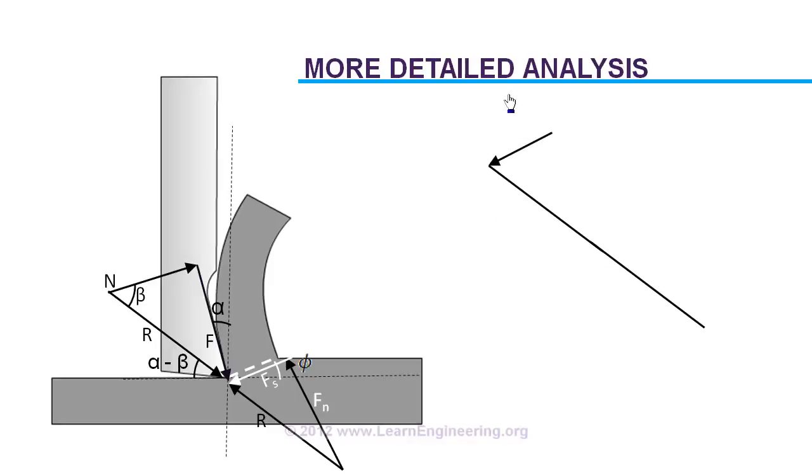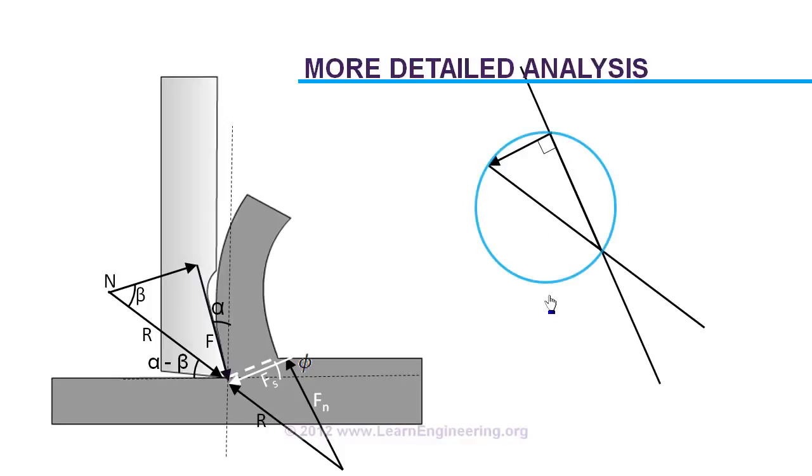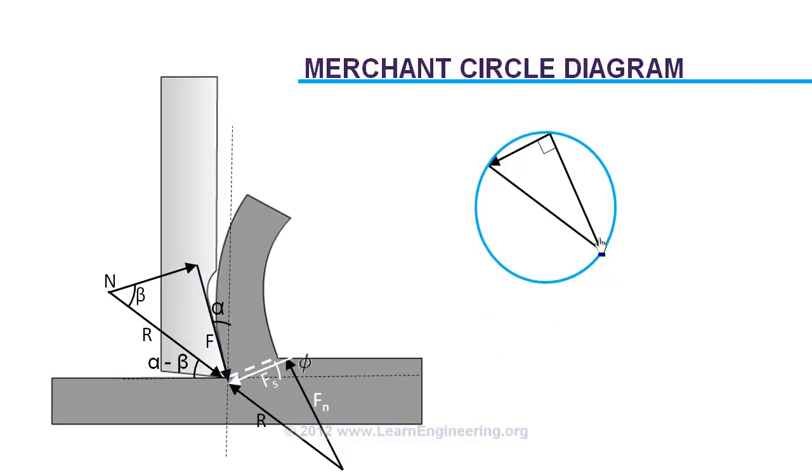Now draw a line which is perpendicular to the shear force. It means the resultant force line over here. Now you can draw a circle assuming this length as the diameter of the circle. So this is it. And this circle will be known as the Merchant circle. So this right angle triangle in the Merchant circle represents the following forces: shear force, the normal force, and the resultant force R.